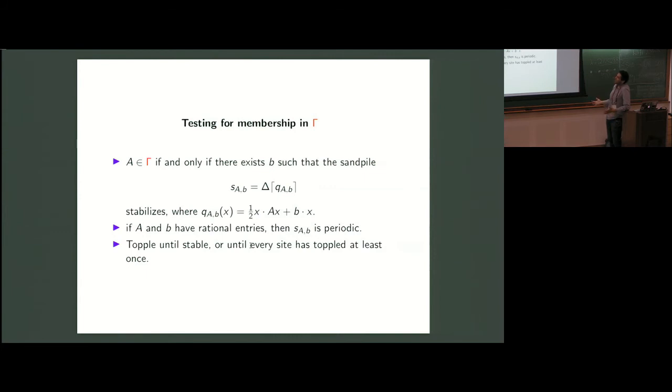And now this at least gives you an algorithm to check. If I give you a rational matrix A and a rational vector b, then this sandpile, S_{A,b}, is going to be periodic. And so I can check whether it stabilizes just by doing a calculation on a finite torus. Either it will stabilize on that torus, or I'll topple so much that every site toppled at least once, and then I know it will topple forever. So at the beginning, we had no idea what gamma would look like, and this is actually how we started making pictures of gamma.